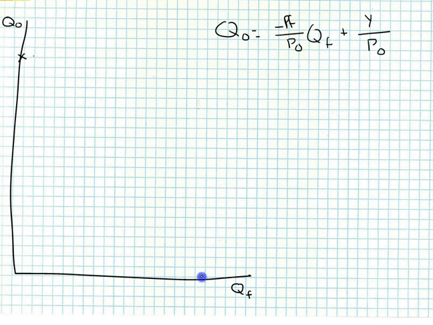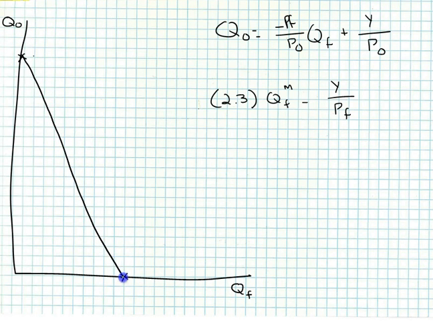In order to plot a line, I need to have 2 points. How could I find a point on the QF axis to identify where to connect the 2 dots to get a line? Well, I can go back to equation 2.3, which said the maximum quantity of food that I could buy was equal to Y over PF. Lo and behold, Y over PF will give me some unit right there. All I need is 2 points to graph a line. And that should be a straight line.